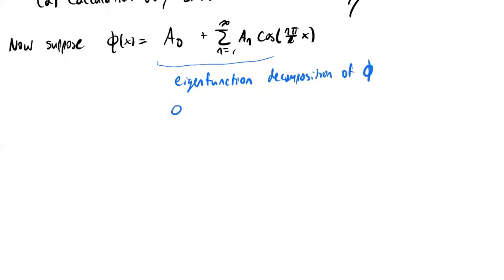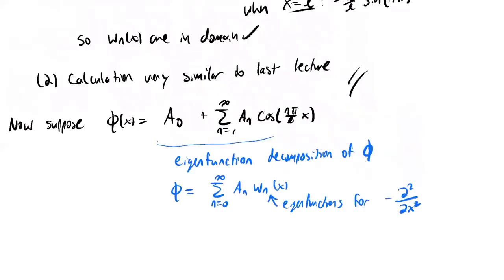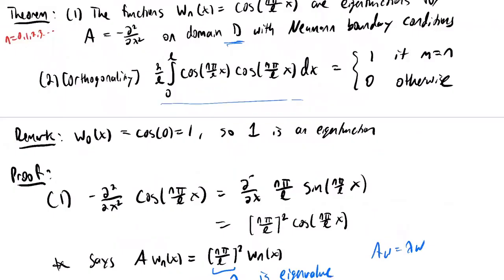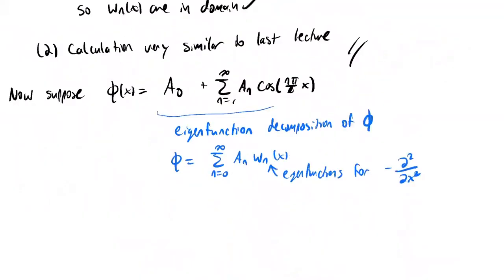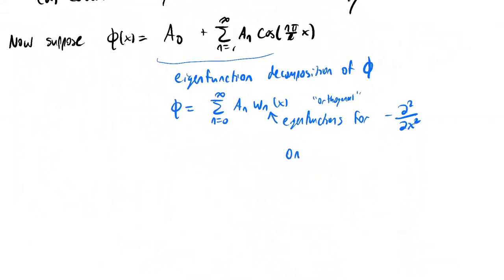I'm writing phi as a sum from n equals zero to infinity of a n times W n of x, where these are the eigenfunctions for the operator A, which was minus the second derivative with respect to x. And remember, they're not just eigenfunctions, we also have this orthogonality property, which we also had for sines. So these are orthogonal eigenfunctions for this operator on the Neumann boundary condition domain.